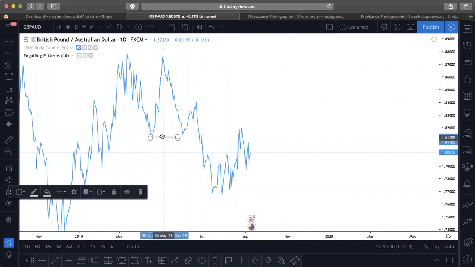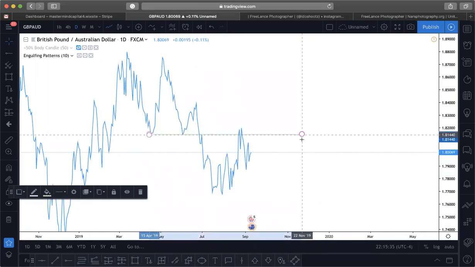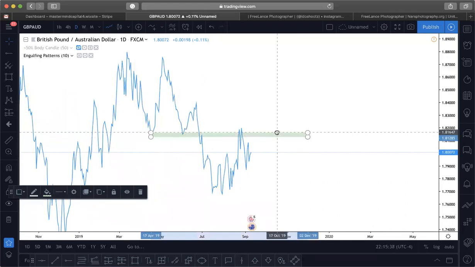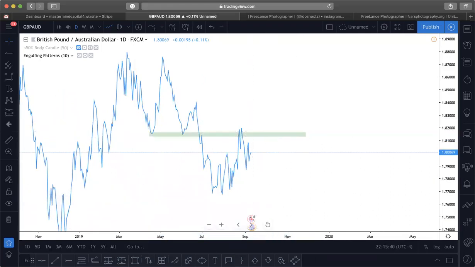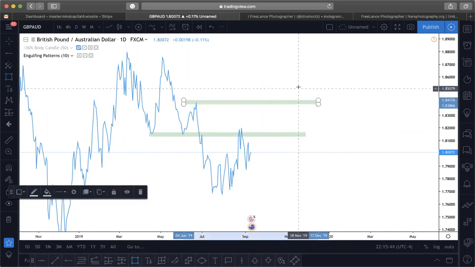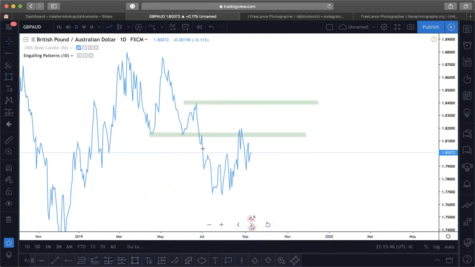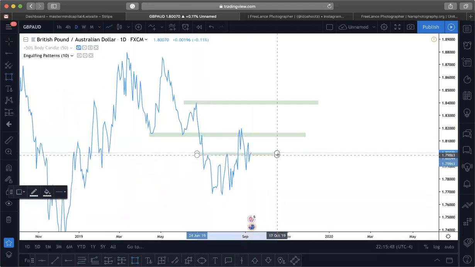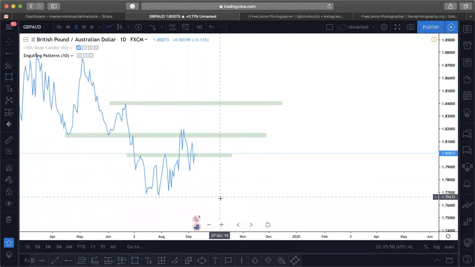So let me just drop in some levels, right? We have this level here, right? We have this level here, right? We have this level here. No, I don't want y'all to be dirty in y'all charts with support and resistance. Other people just dirty their charts with support and resistance, right?